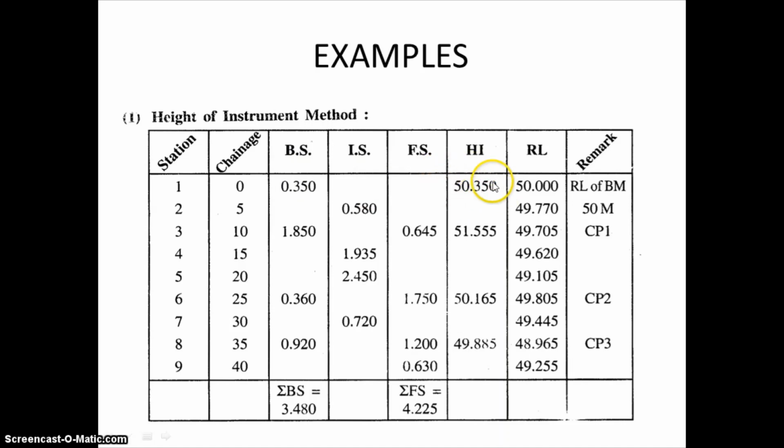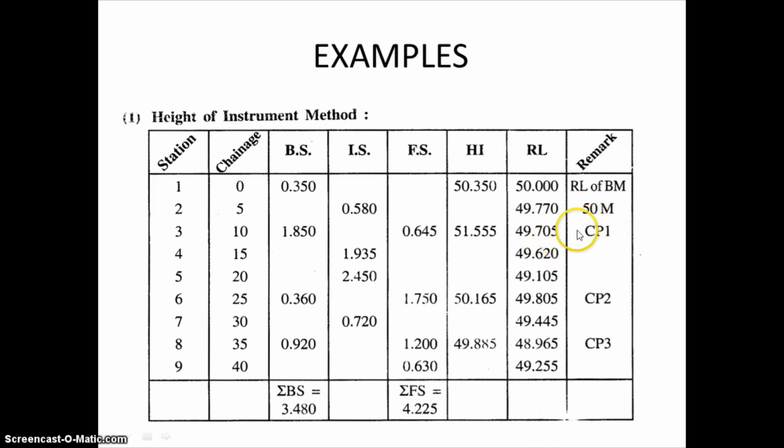Okay. And once you get the RL of HI, if you want to calculate the RL of all the stations, what you have to do? You have to deduct this 0.580 of the second station from this RL of HI. You will get RL of second station, that is 49.770. Okay. Then you have to take the third station value, that is the foresight value 0.645. You have to deduct this value from RL of HI 50.350. So you will get again RL of third station, 49.705.